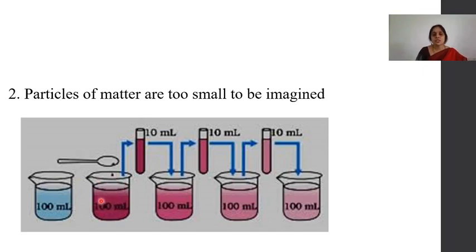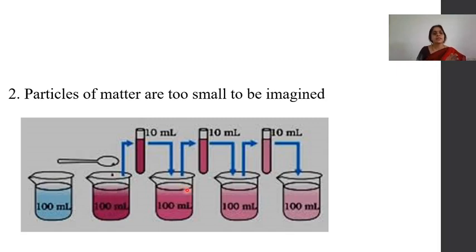Once the solution is ready, take 100 ml of water in all the other beakers. Take 10 ml of this KMnO4 solution and add it to the second beaker containing water. Repeat the same thing: again take 10 ml from the second beaker and add it to a third beaker containing water. Repeat this for 5 to 6 times.